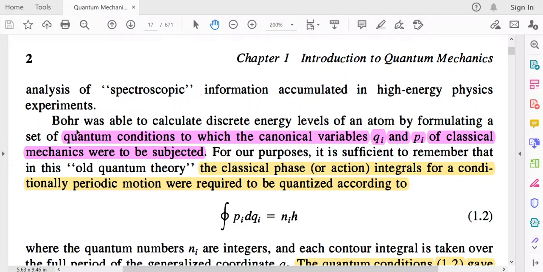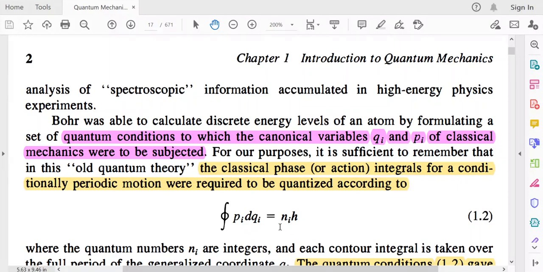So what Bohr has done is that a quantum condition was set up. So what is the condition? The condition is that the closed integration of pi dqi is equal to ni into h. This is a particular quantum condition.